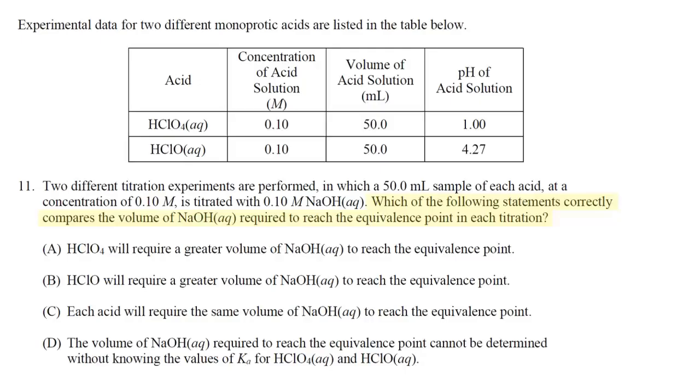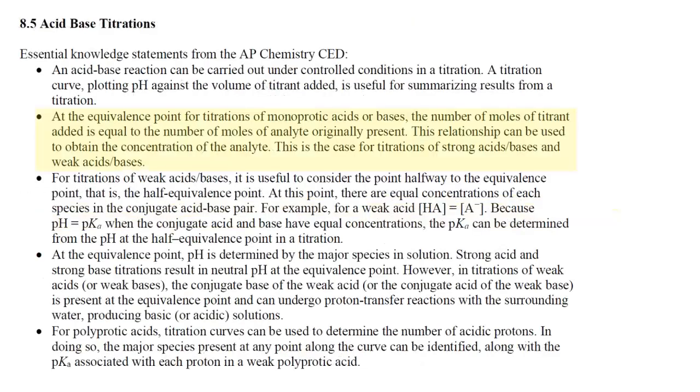So let me go ahead and be very clear. It's not about the relative strength of the acid. It's about the number of moles. Let me show you this essential knowledge statement from topic 8.5, acid-base titrations. It says, at the equivalence point for titrations of monoprotic acids or bases, the number of moles of titrant added is equal to the number of moles of analyte originally present.